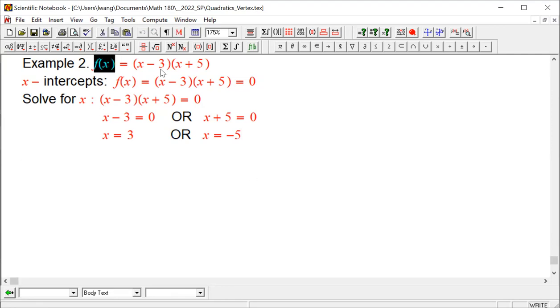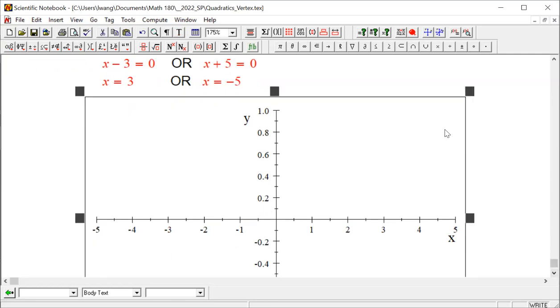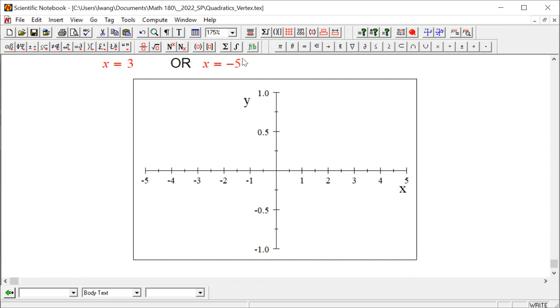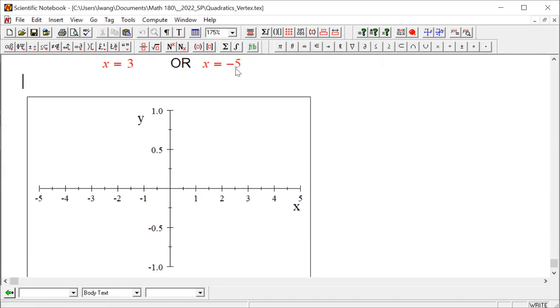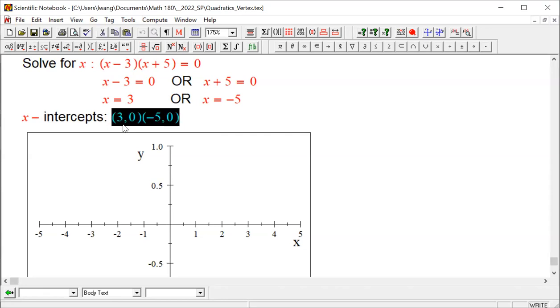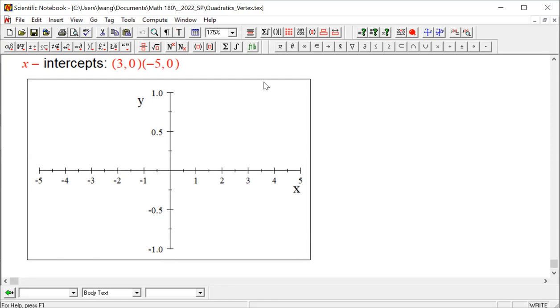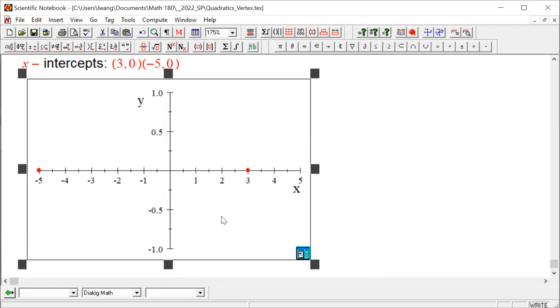What does this mean geometrically? I got 2 X-intercepts. If I am to draw a picture, even if you don't draw this picture, you will probably envision 2 points of X-intercepts. What are these 2 points? They are 3, 0, and the other one is negative 5, 0. Can we put these 2 points on the graph? Of course. The first one, we have a little red dot, and the second one, we have another dot. There we go.